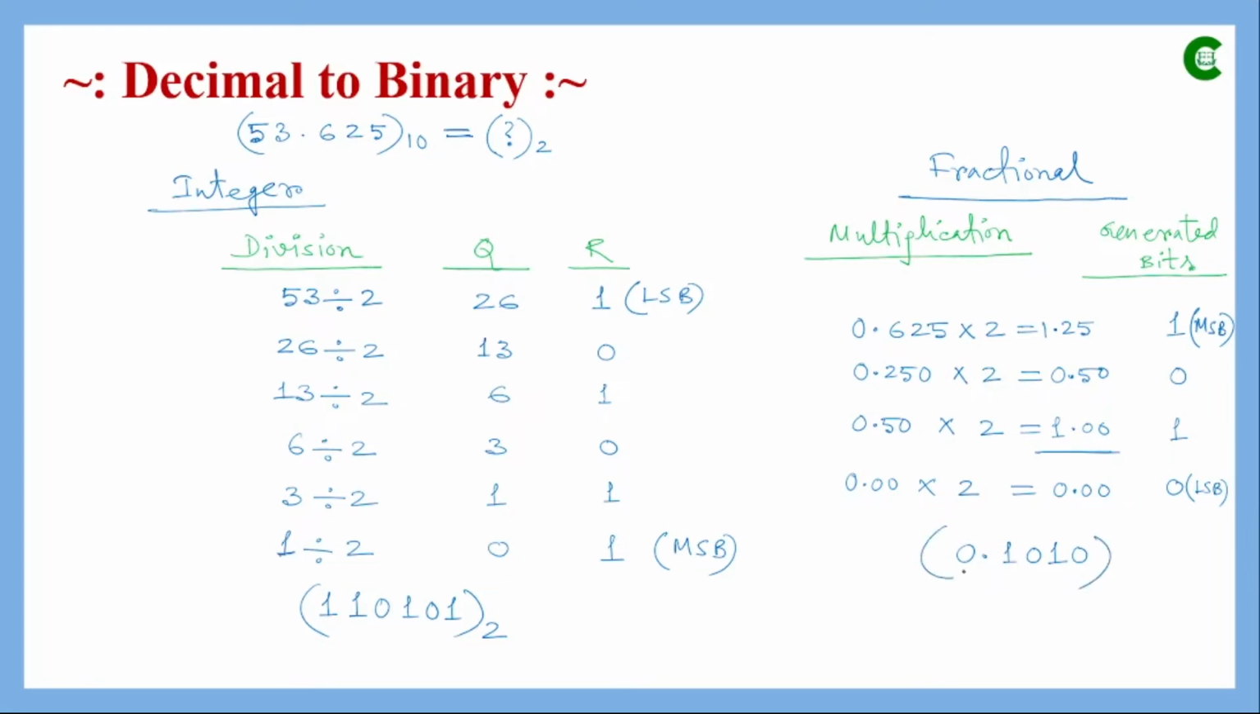So this will be the binary equivalent of the fractional part, and when we merge these two, the final number in the binary number system will be this.